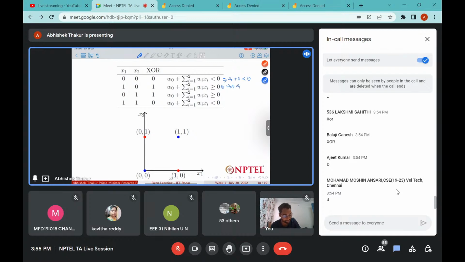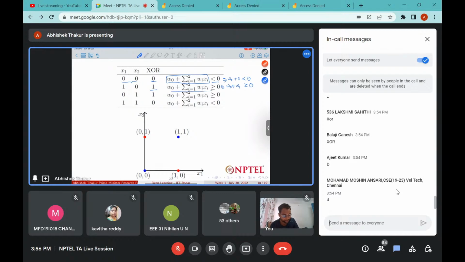X1 is 1, so it will become W1 that is greater than or equal to 0. Okay. See, this is our XOR input x1, x2, and output. When the output is 0, this means the summation is less than 0, because this is the negative class in the datasets.